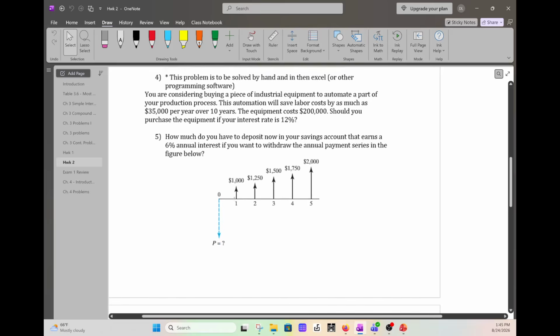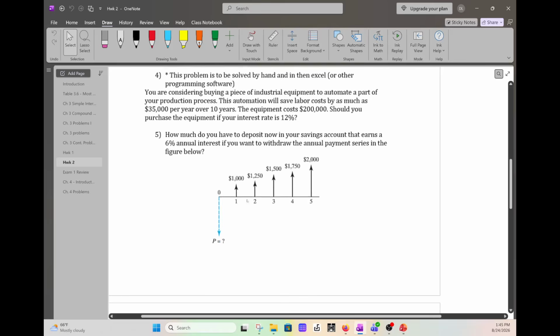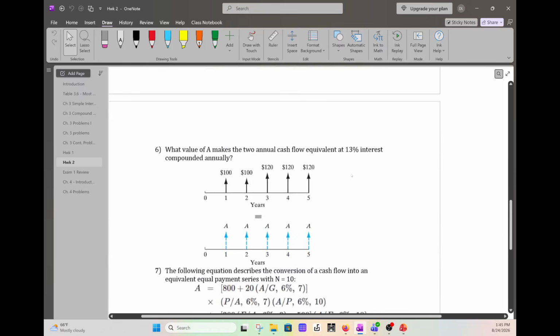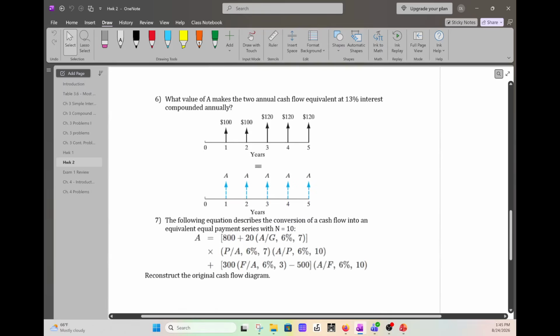Problem 5 is, again, how much you need to deposit. There's already a cash flow. Here is what value of A makes the 2 annual cash flows equivalent at 13%. Okay. So what I would do is probably bring each one of these future values of 100, 100, 120, 120, 120 back to the present value, and then convert that to the annual value, which is A.